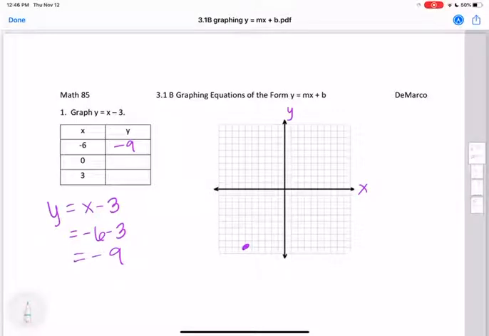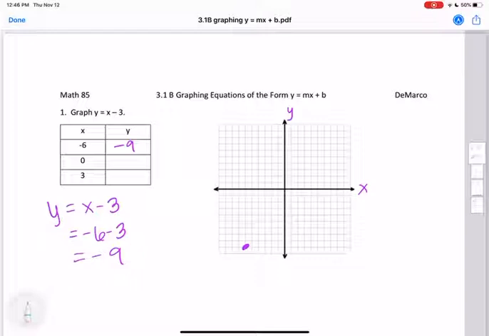This is section 3.1, graph in the form y equals mx plus b, part 2. So for this first one, I have graph y equals x minus 3. I think you should be able to do this one. I went ahead and just picked those points for no particular reason.